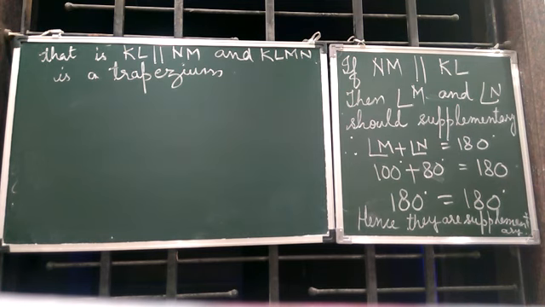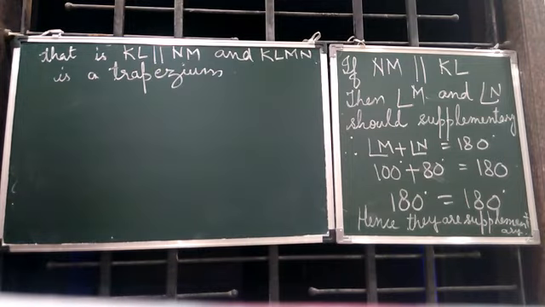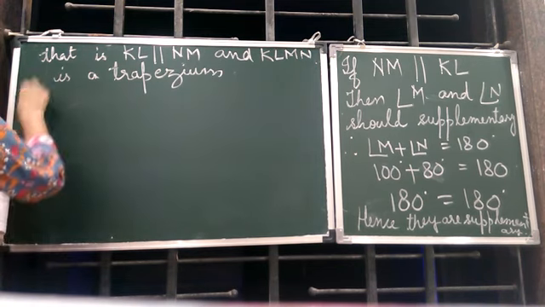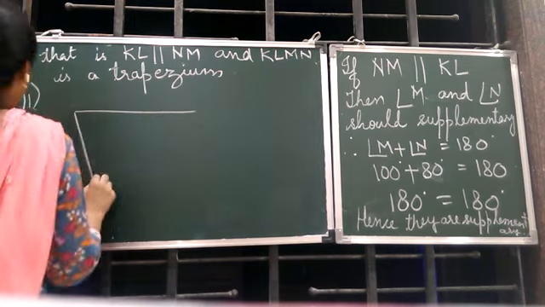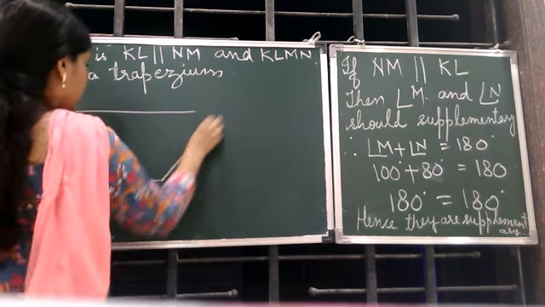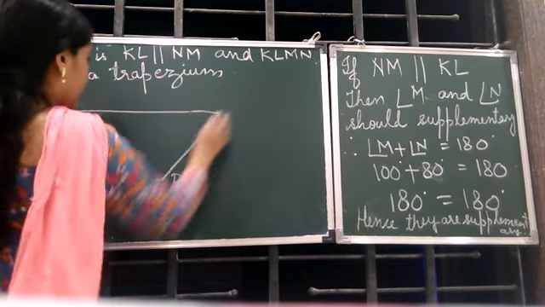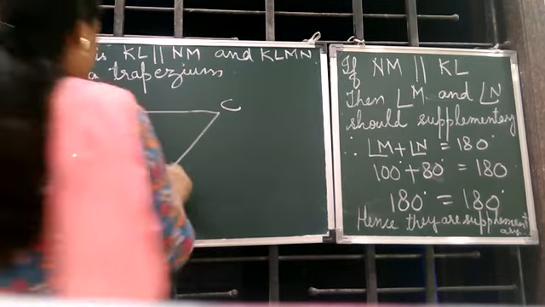Question number 11. In figure 3.33, find the measure of angle C. Let me make the figure. Something like this it is. A, B, C, D. This is 120 degree.